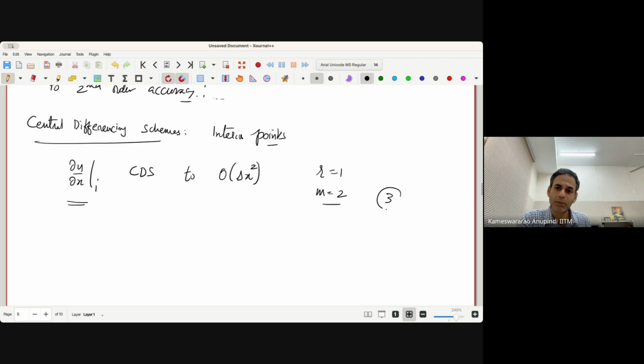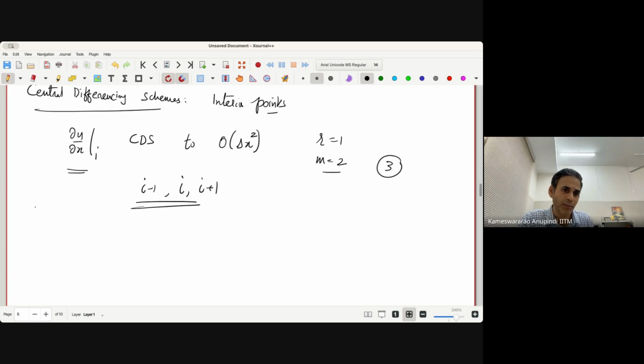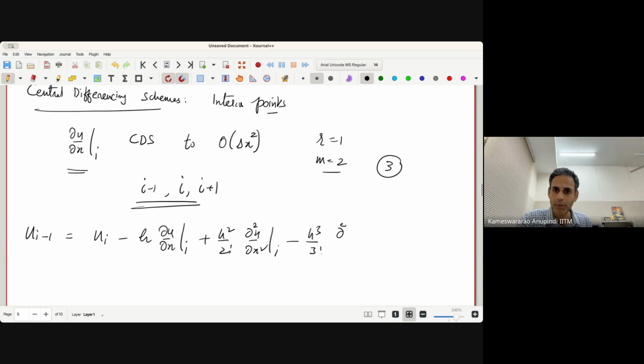So I basically require 3 points, but then the stencil is symmetric, right? The stencil is symmetric. So this is going to be I plus 1, and then I minus 1, right? I would need to calculate U at all these 3 points, right? That means I will write a formula for Ui minus 1. Ui minus 1 is going to be Ui minus h times partial U by partial x at I plus h square by 2 factorial partial square U by partial x square at I minus h cube by 3 factorial partial cube U by partial x cube at I, and so on, right?